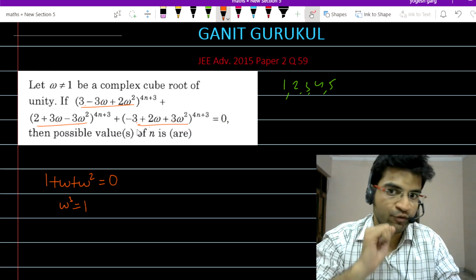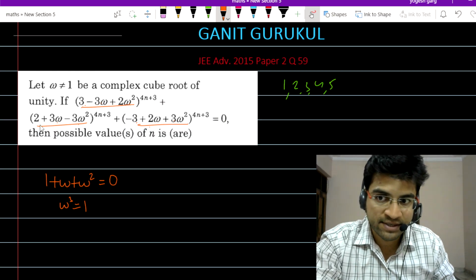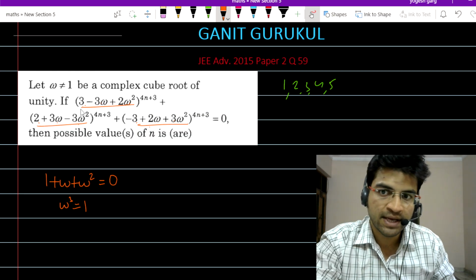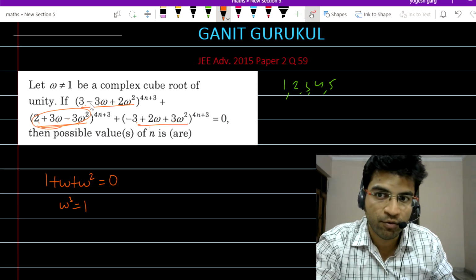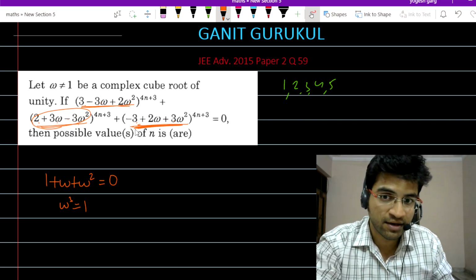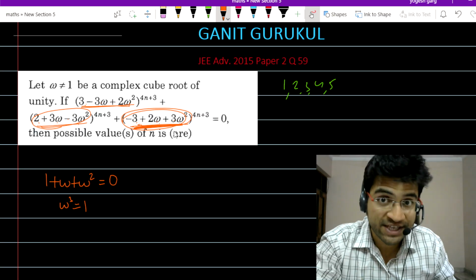What we can also see over here is that you have 3 and this is 3 omega. You have 2 omega squared, and there is 2 omega cube, that is 2 into 1 is 2 into omega cube. This is minus 3 omega, this is minus 3 omega squared. So what we can clearly see is that this complete expression is nothing but omega multiplied with the first expression. Also, the third expression: 3, this is 3 omega squared, minus 3 omega, minus 3, that is minus 3 omega cube, 2 omega square, 2 omega, that is 2 omega to the power 4. So here omega square is multiplied.